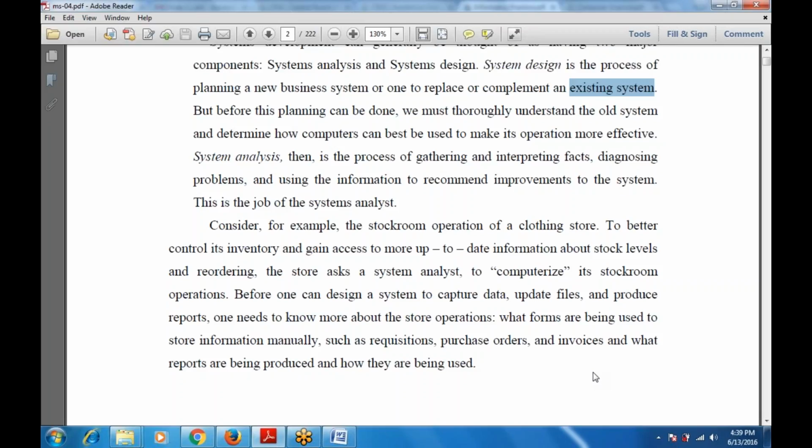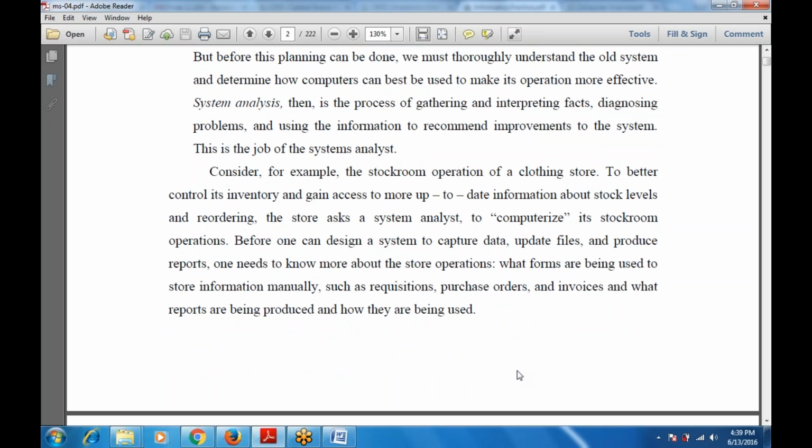That means one needs to know about the computer operations, what the various computer fields are that are required for this stockroom, what forms are being used to store the information manually, and what forms are used to store the information digitally, that is using the computers.